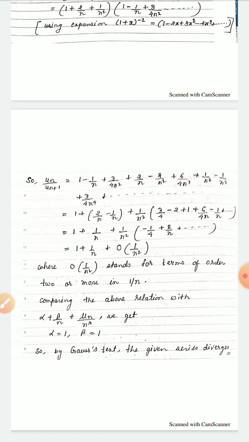Now we get the form of Gauss ratio test. Comparing the above relation with α + β/n + μₙ/n^λ, we see that α is equal to 1 and β is equal to 1. So by Gauss test, the given series is divergent.